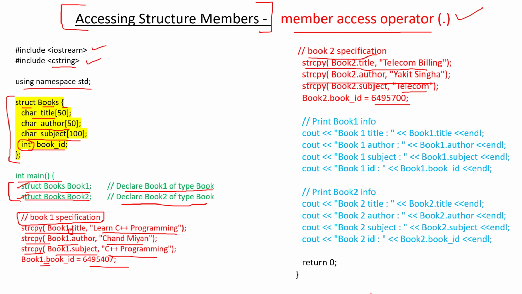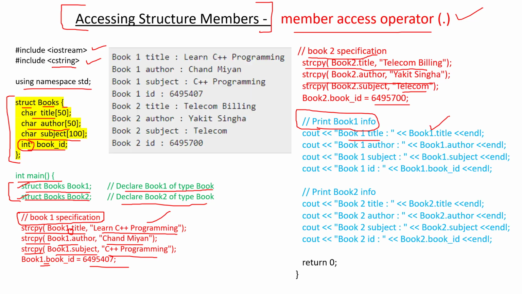Okay, so print book one info. cout book one dot title. We already saved the book one title as Learn C++ Programming. So book one dot title. I'll display the output also parallelly. So we have book one title colon, book one title is Learn C++ Programming here.